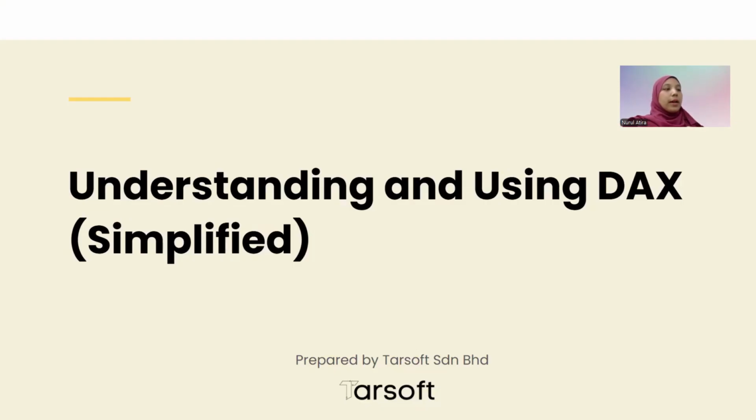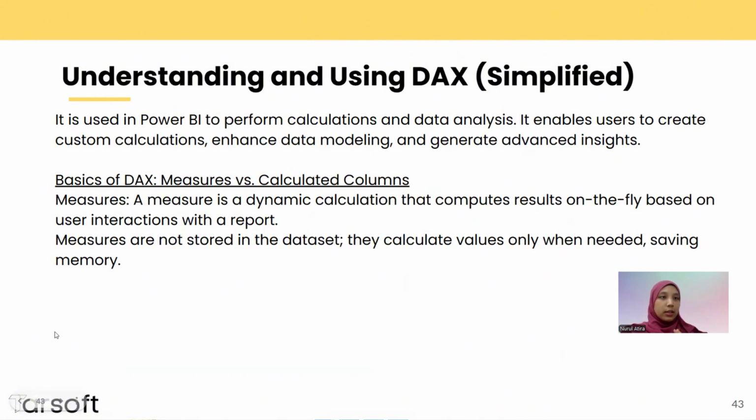Continuing, we have understanding and using DAX, simplified. It is used in Power BI to perform calculation and data analysis. It enables users to create custom calculations, enhance data modeling, and generate advanced insights. In DAX, we have measures and calculated columns. Measures are dynamic calculations that compute results on the fly. Basically, you key in your formula and press enter, and it immediately shows you the results, based on user interaction with the report. Measures are not stored in the dataset. They're calculated values when needed, which saves memory. Most of the time you're going to use measures, but sometimes you're also going to use calculated columns.